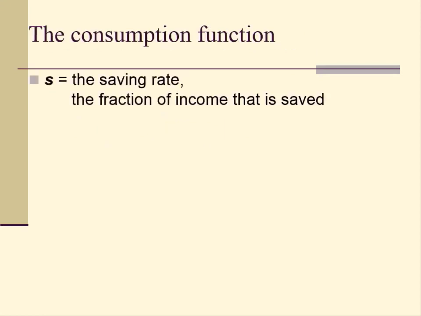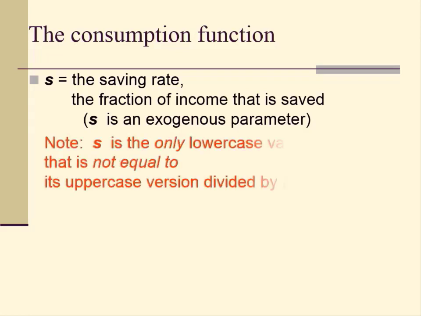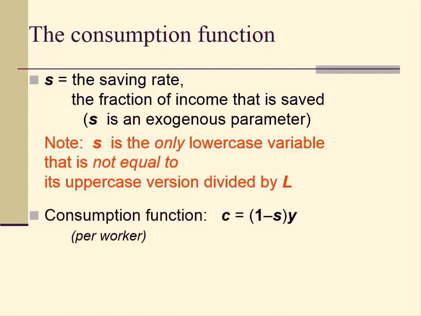Now here, lowercase s is the saving rate, which is the fraction of income that is saved, and s is an exogenous parameter. That is, people save a fraction of their income, s, which is given. Note that s is the only lowercase variable that is not equal to its uppercase version divided by L. So you assume that people save a fraction, s, of their income. That means you can assume that people consume 1 minus s of y. Therefore, the consumption function in per worker terms is c equals 1 minus s times lowercase y. With no government, the lowercase y is the disposable income as well in per worker terms.